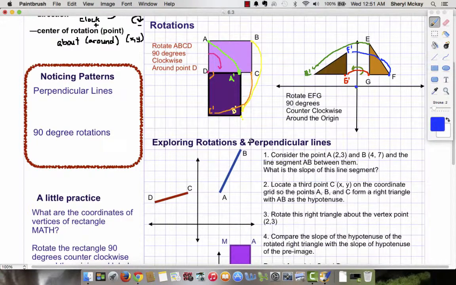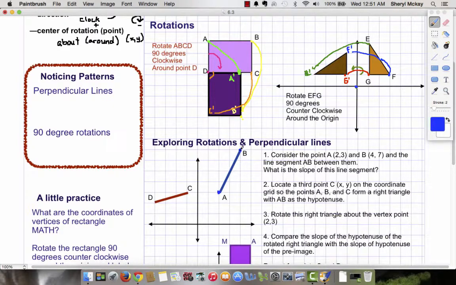So the first thing we're going to do is follow some directions. It says consider the point A right here. So here's point A, which is at 2, 3. So 1, 2, 1, 2, 3. So this is 2, 3. All right. And consider point B, which is at 4, 7. 2, 3, 4. 1, 2, 3, 4, 5, 6, 7. So there's point B. Okay. So we've got point A, which is at 2, 3, and point B, which is at 4, 7.